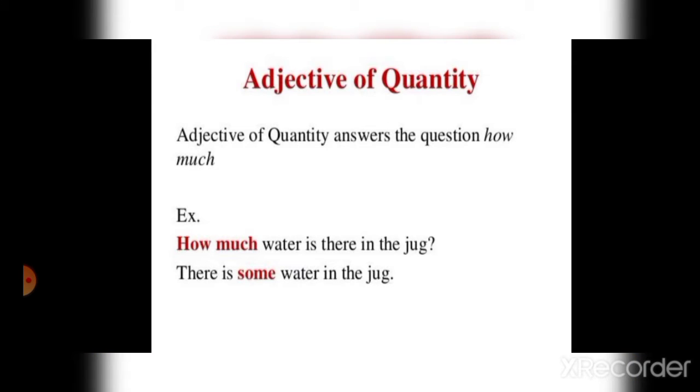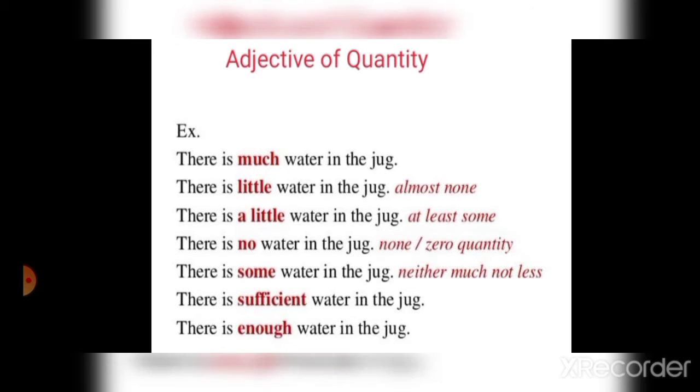Adjective of quantity. An adjective of quantity answers the question how much. For example, how much water is there in the jug? There is some water in the jug. Some is an adjective of quantity. There is much water in the jug. There is little water in the jug. Little means almost none.